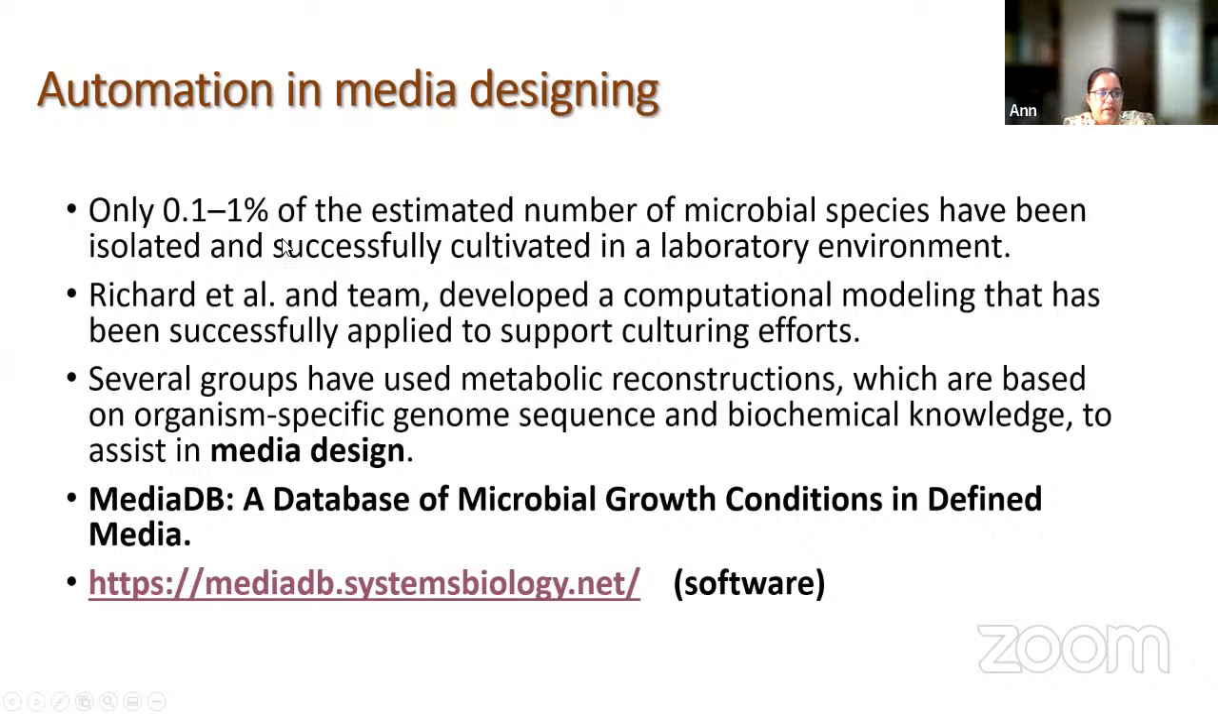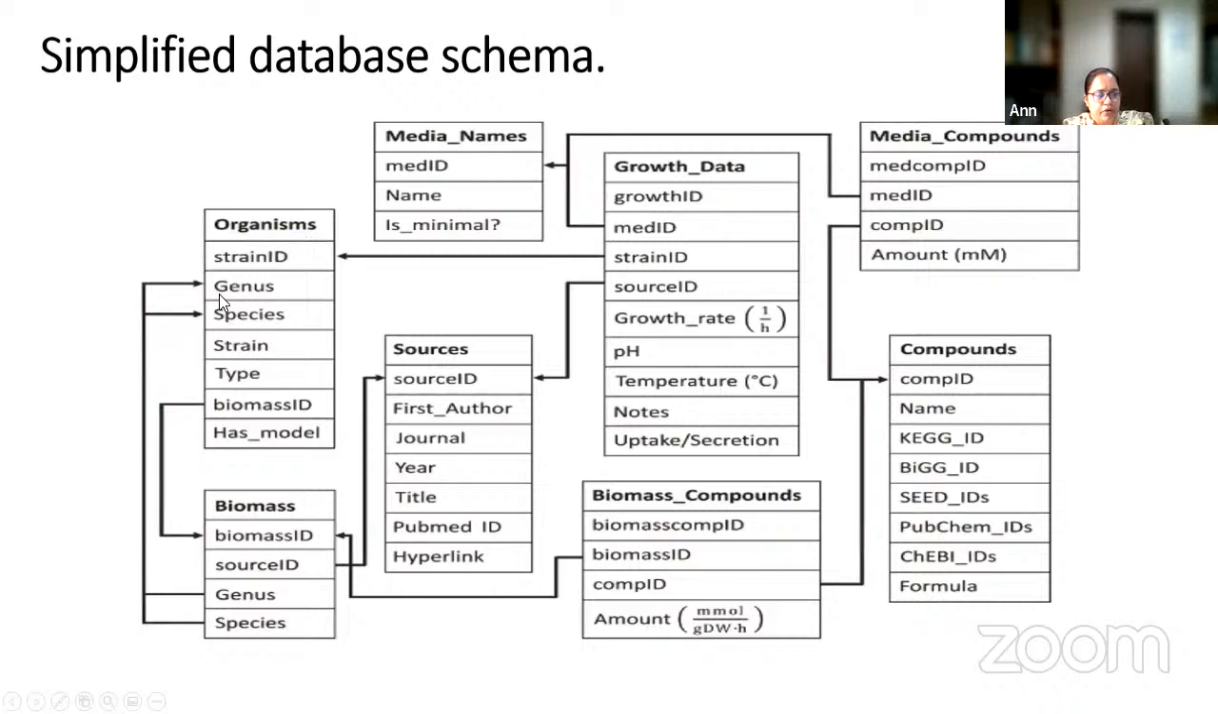As we all know, only 0.1 to 1% of microbial organisms have been successfully isolated. Therefore, Richard et al. and team developed a computational modeling database, which helps our culturing efforts. Here they have used metabolic reconstructions on organism-specific sequences and biochemical knowledge to design the media. And MediaDB is the website which has this. Here, after you input your requirements of the genus, the organism that you are interested in, and the biomass content that you want, you could actually calculate the growth data and the media components that are responsible for giving you a particular data calculation.